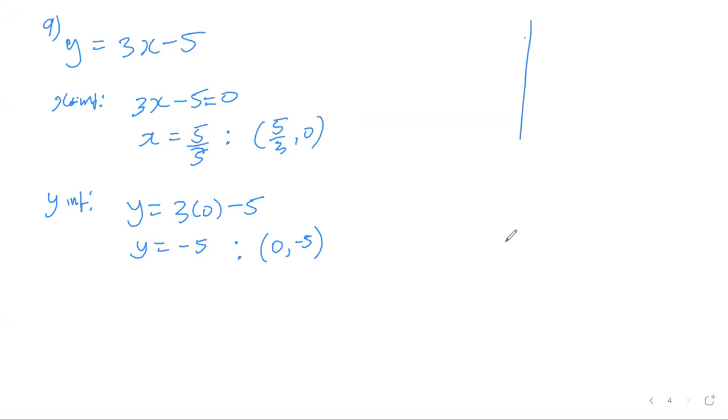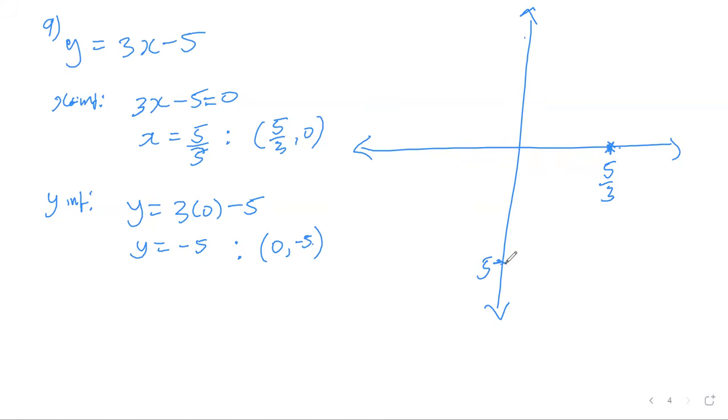Then we plot these 2 points and connect them in a line, basically, right? So plotting the point 5/3, 0. 5/3 should be somewhere there, 1 point something. Okay, so 5/3, 0 is that point, and 0 on the x, -5 on the y is that point. Connect the two to give you a straight line.